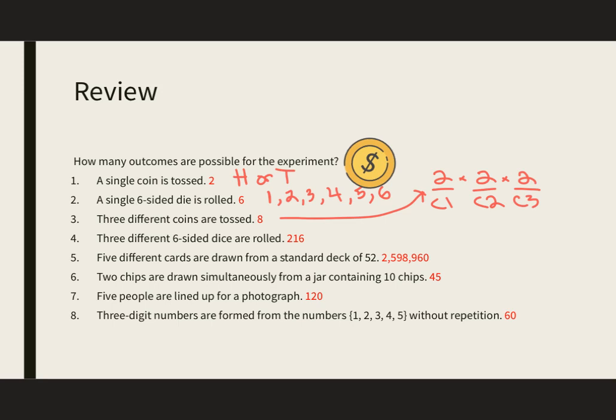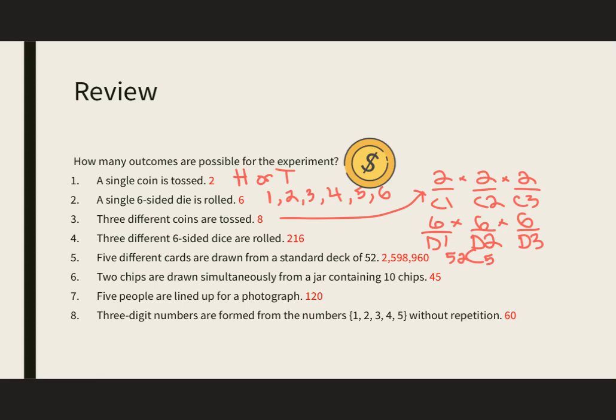Similarly, number 4, 3 different 6-sided dice are rolled, basically at the same time. We have 6 times 6 times 6. Now, number 5. 5 different cards are drawn from a standard deck of 52. You should ask yourself, is this a permutation or a combination? And since it's dealing with cards, it's a combination. You just have to have the cards in your hand, not in order. In this case, we'll do 52C5, and that'll give you 2,500,000 and something possibilities.